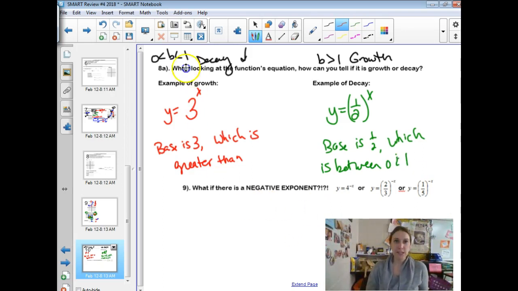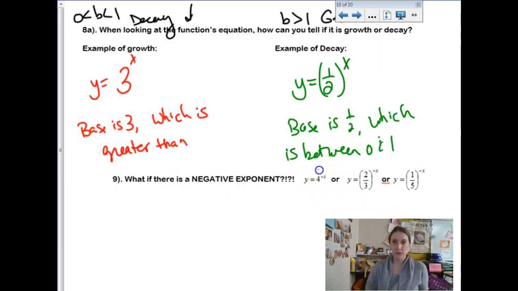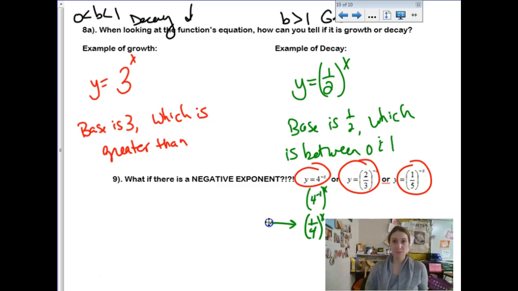Alright, and then what if I get really sneaky and I say, what are your thoughts on these guys? Growth, decay, why? Well, here, 4 to the negative x power is really 4 to the negative 1 to the x power. So this is really a 1/4 to the x power. So the base here is really a 1/4. So that's actually decay, so we have to be careful about that. Here, the base 2/3 to the negative x power is really 3/2 to the x power, and 3/2 is greater than 1, so this one's really a growth. This was decay, growth, and then 1/5 to the negative x power would be 5 to the x power, which is also a growth, because now the base is 5, which is greater than 1.